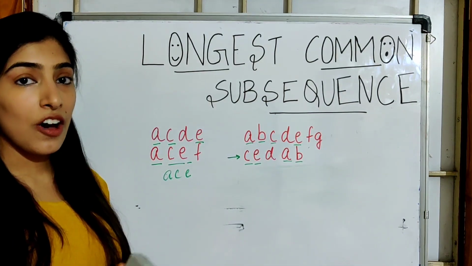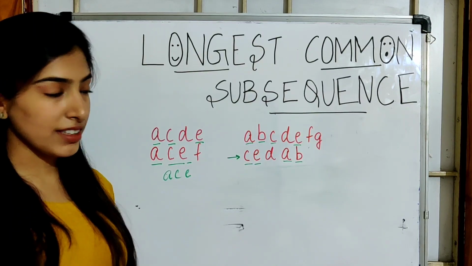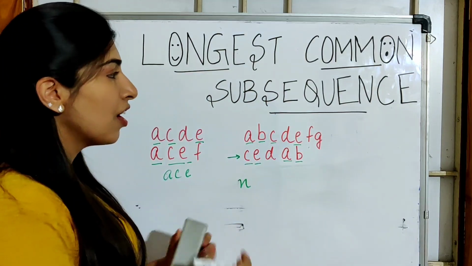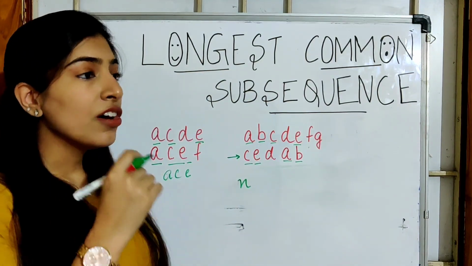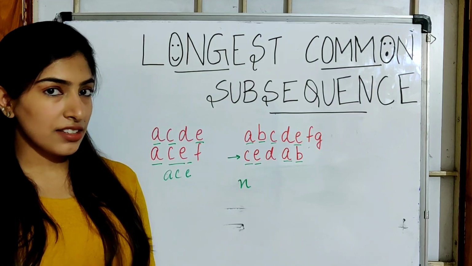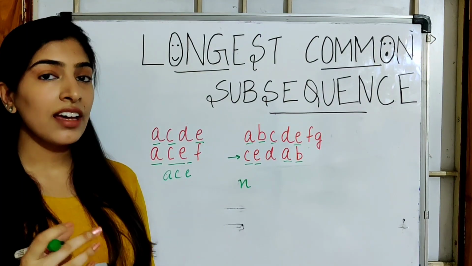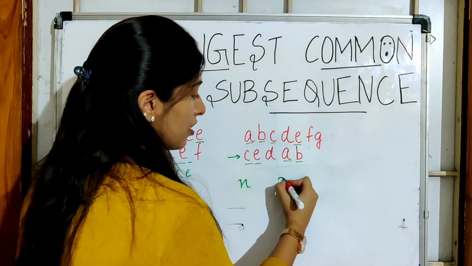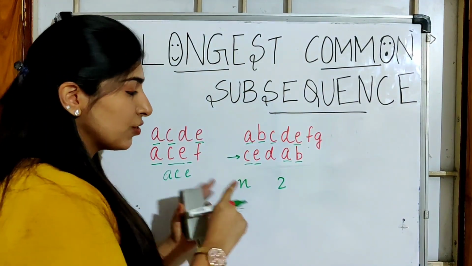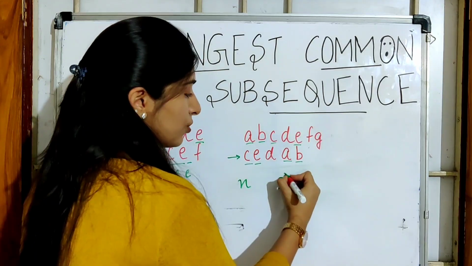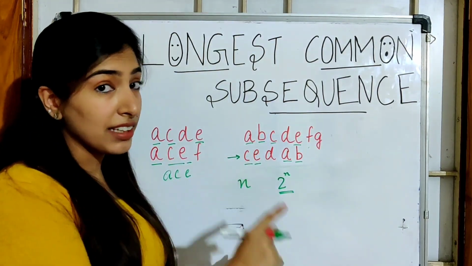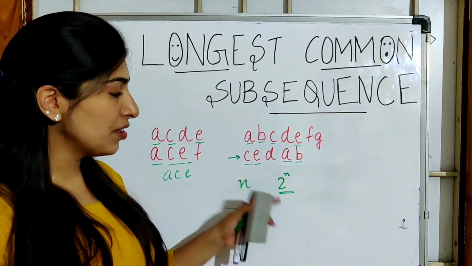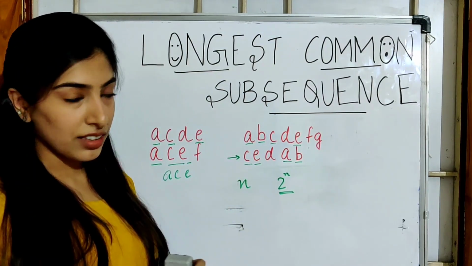First, let's see how many subsequences are possible for one string. If the length of the string is n, that is, there are n characters, how will we find all the subsequences? For each of the characters in this string, there are two possibilities: either take that character or not take that character. So there are two possibilities for each of the n characters, that is 2 power n possibilities. So 2 power n subsequences are possible for a string of length n.